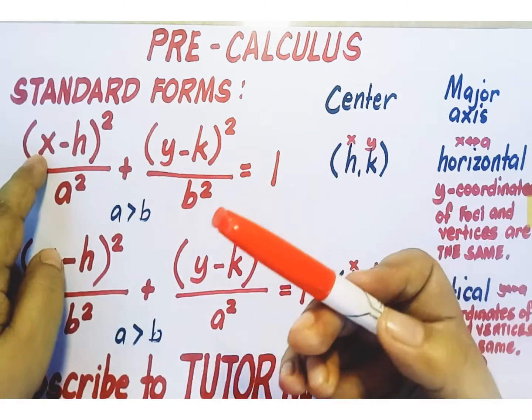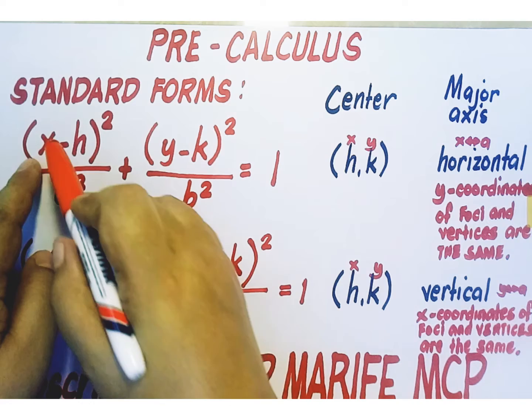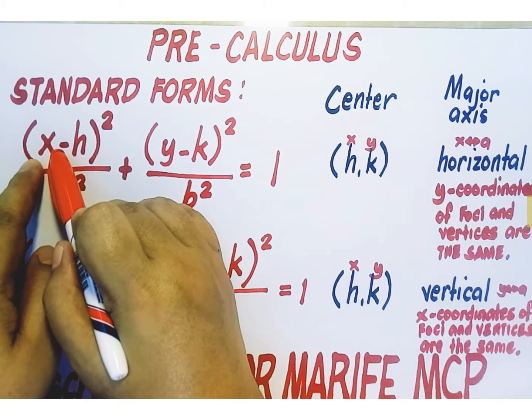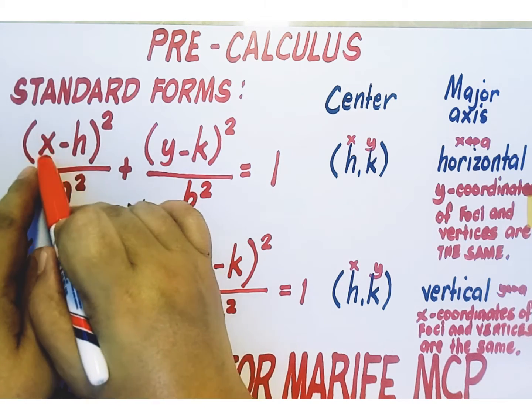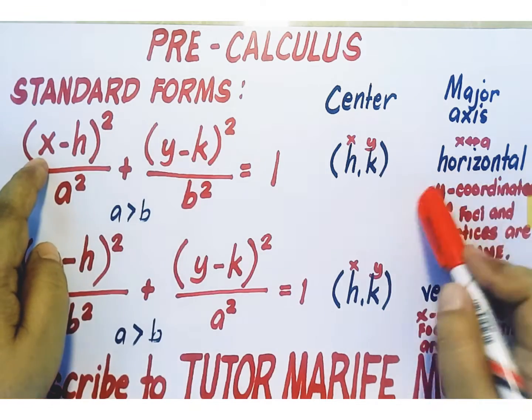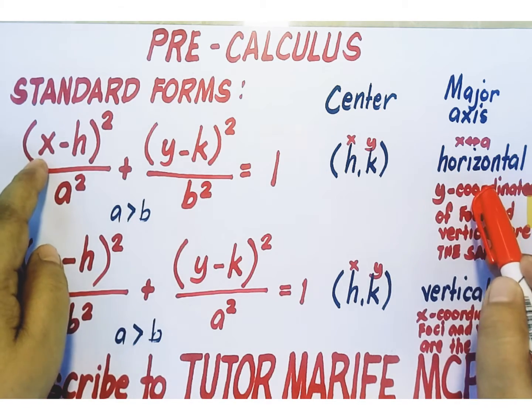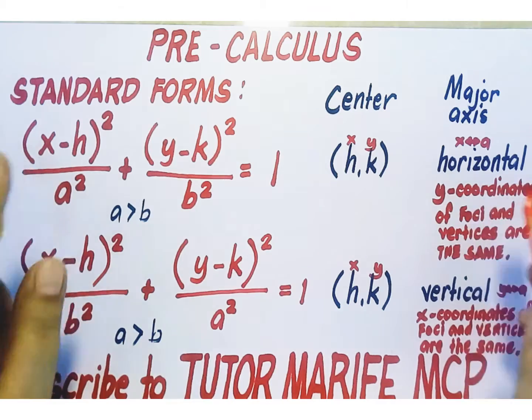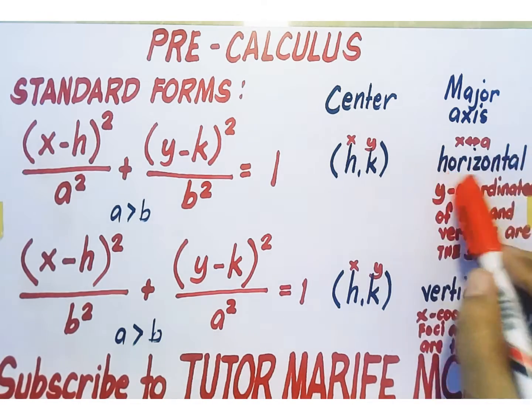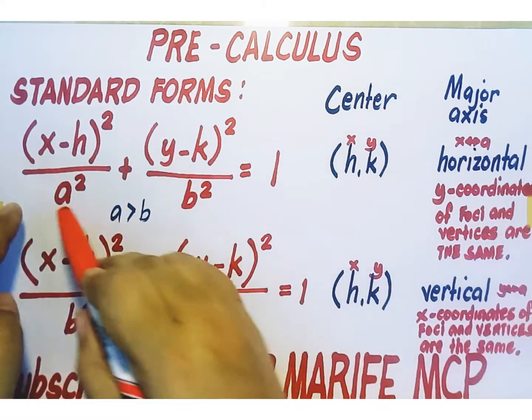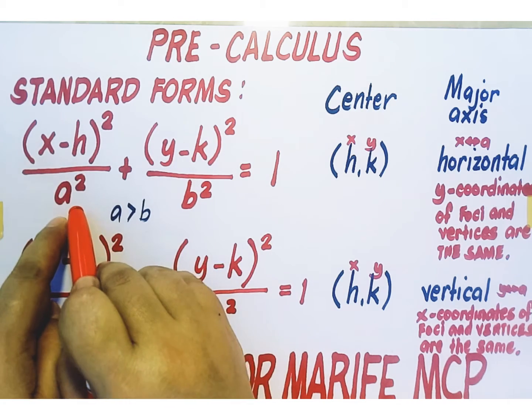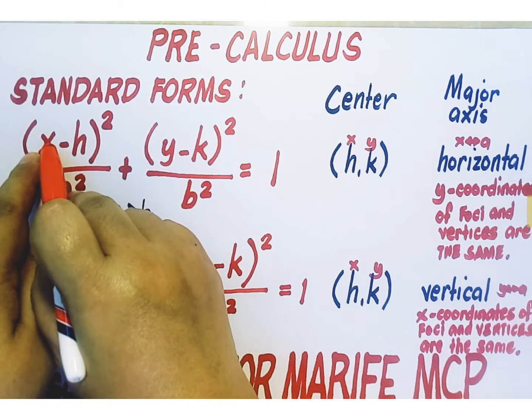Just think of your x and y axis. The x-axis is the horizontal axis. So we always relate x to the horizontal major axis of an ellipse. If the major axis of an ellipse is horizontal, we place the larger denominator, or a², under x.